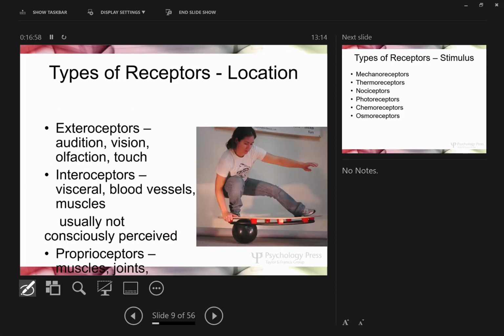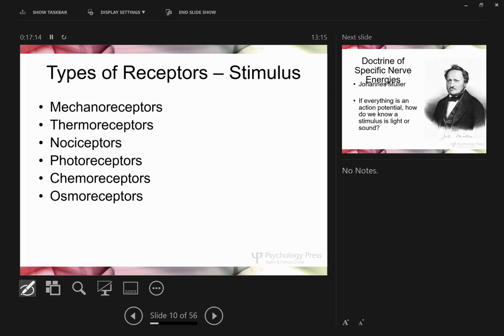We can also classify receptors based on their location. There are ones that are sort of on the outside, ones that are on the inside, and then we have a special group that's in the muscles and the joints. And then finally, we can classify them based on the type of stimulus. We have mechanoreceptors. These are things that you typically find in your skin, right? They're sensitive to mechanical pressure, right? So again, some sort of pressure, vibration, texture. Thermoreceptors, hot, cold. Nociceptors, those are pain.